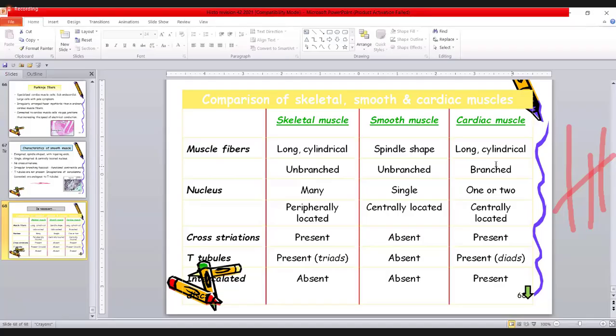Again, if you look at the nucleus, it is located in extreme periphery in the skeletal muscles. In smooth muscles and cardiac muscles, it's centrally located. Then if you go by the striations, smooth muscles have no striations, and skeletal muscles and cardiac muscles have striations. Let me ask you one question. Why do smooth muscles not have striations?